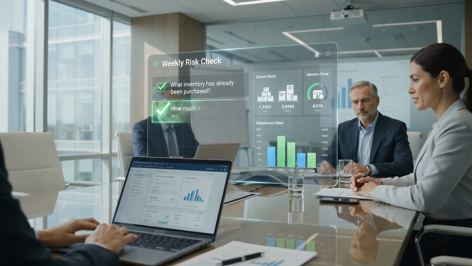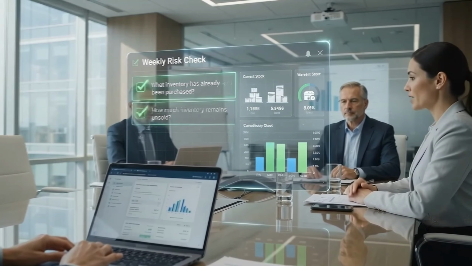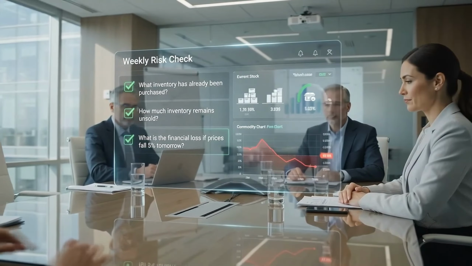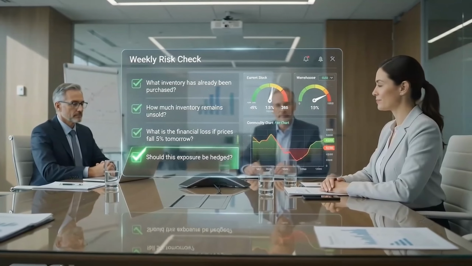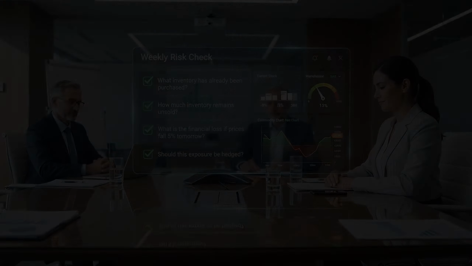What inventory is already purchased? How much of that remains unsold and sitting in silos? What is the exact financial loss to the company if the market drops 5% tomorrow? And should that exposure be hedged?